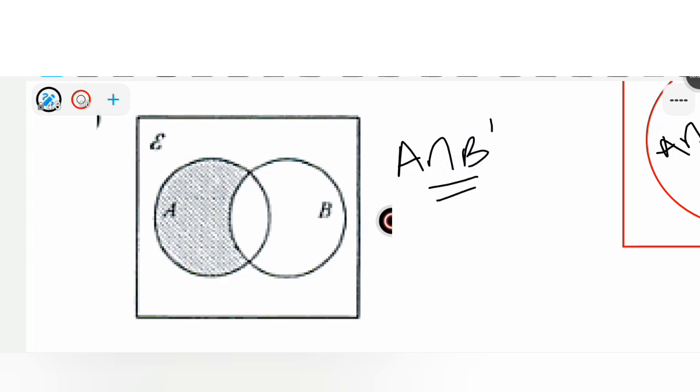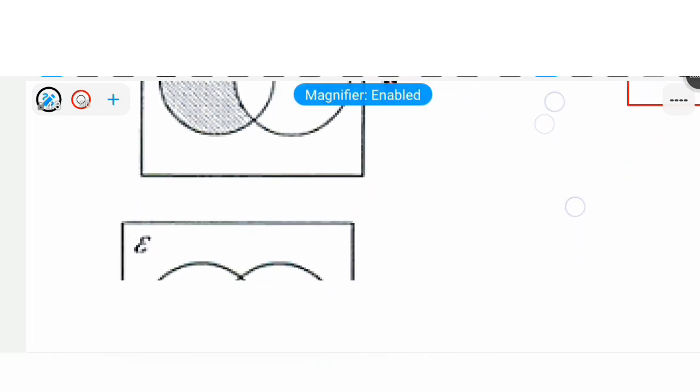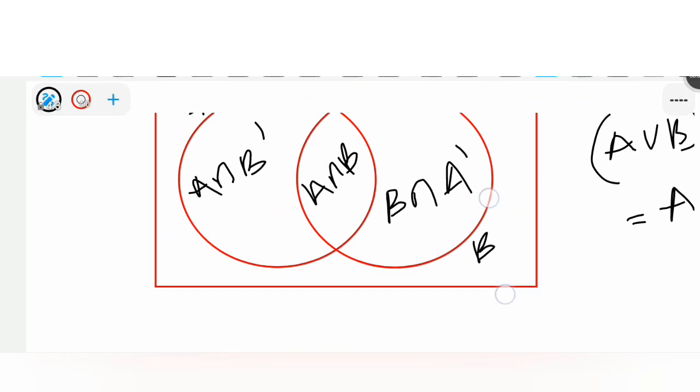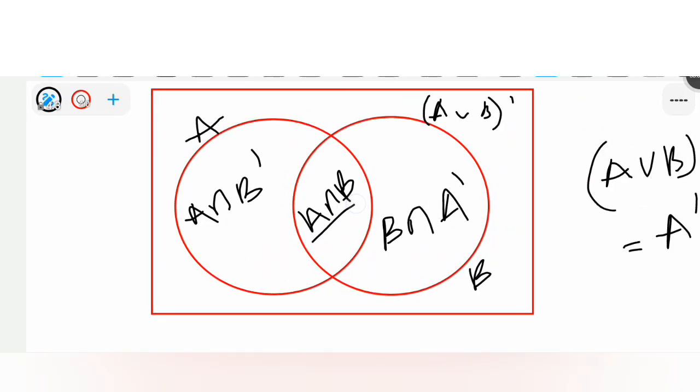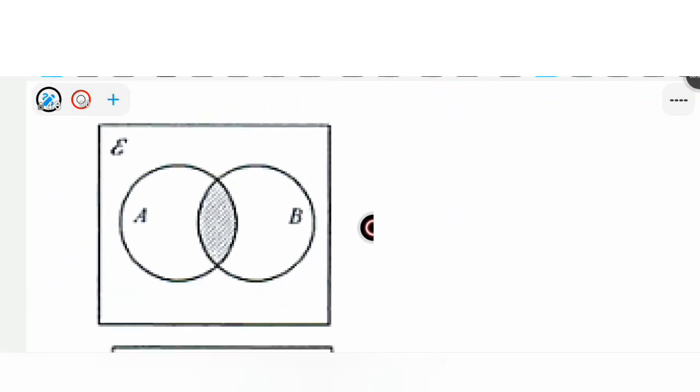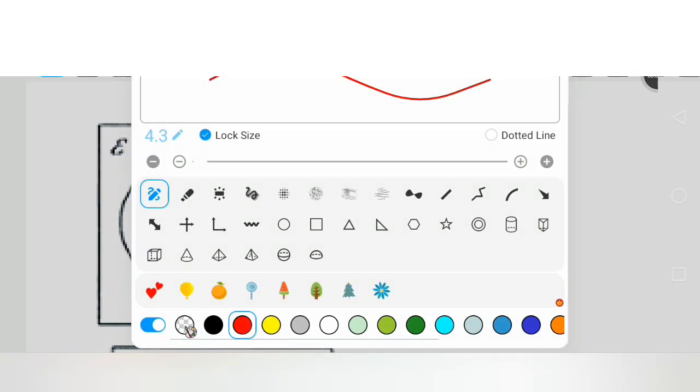Okay, for number two, they shaded only the middle where the two circles meet. Only the middle. So compare it to what you have. The middle here is always A intersection B. So that means they shaded A intersection B. So the answer to this question is A intersection B. Okay, so I hope you understand that part.